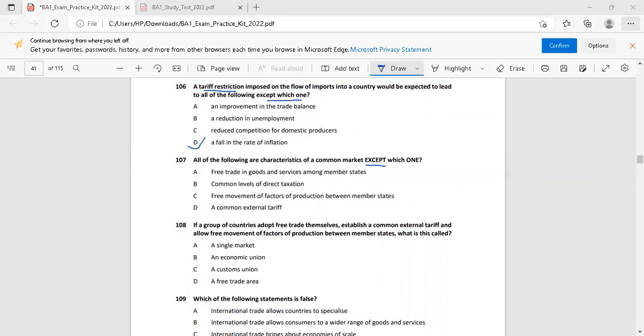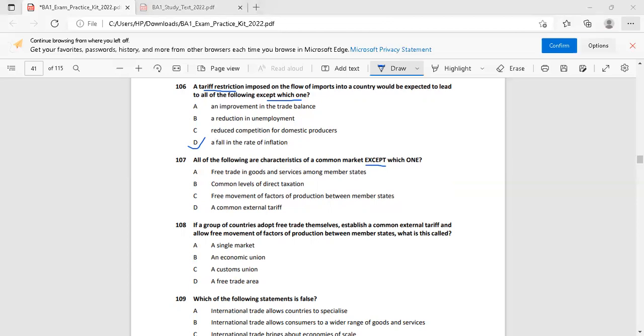Common levels of direct taxation, since it's government's policy, not determined by the market. Free trade in goods and services among member states, common level of direct taxation, free movement of factors of production between member states, and a common external tariff.